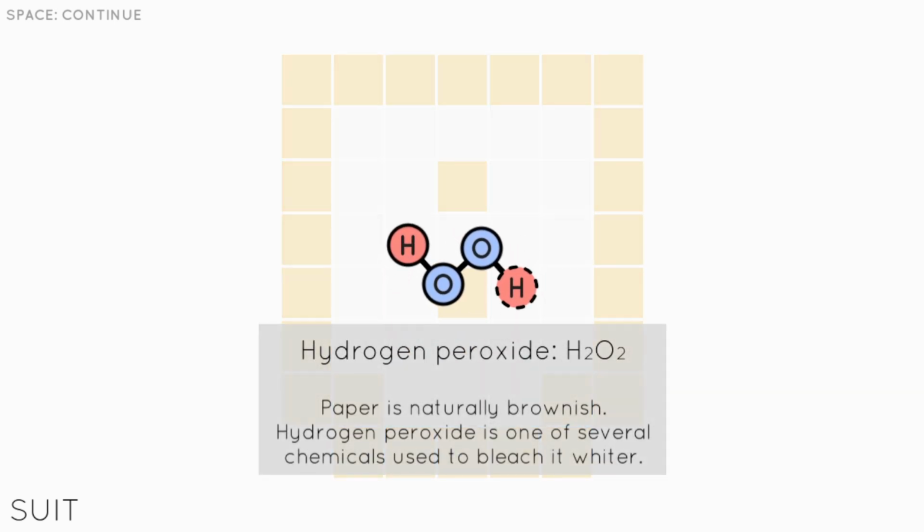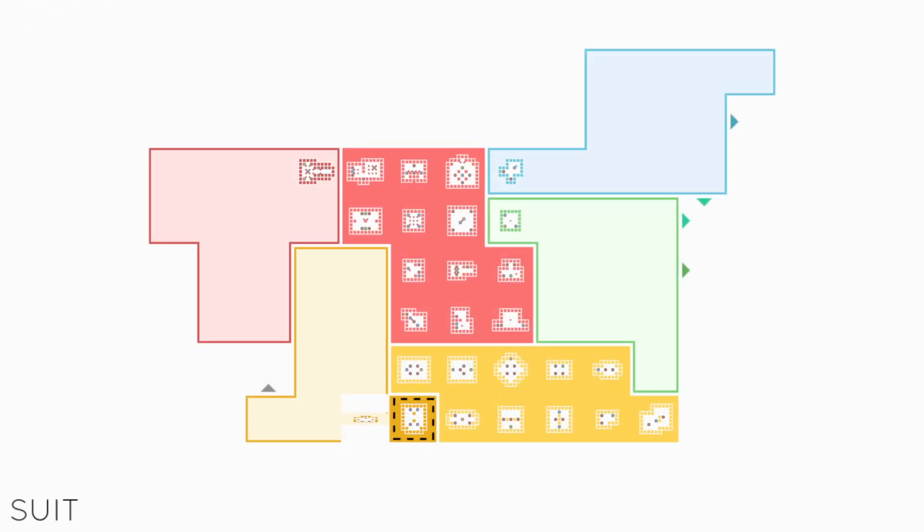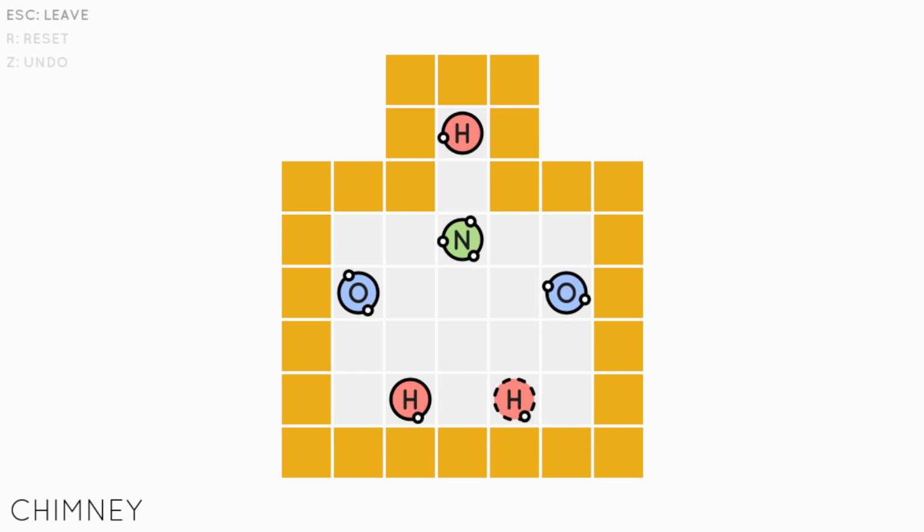Cool. Paper is naturally brownish. Hydrogen peroxide is one of the several chemicals used to bleach it whiter. Interesting fact. I did not know that. Alright, chimney. Alright, we have a chimney here. Whoa, 2 oxygens and 1 nitrogen. How do I make a molecule like this?